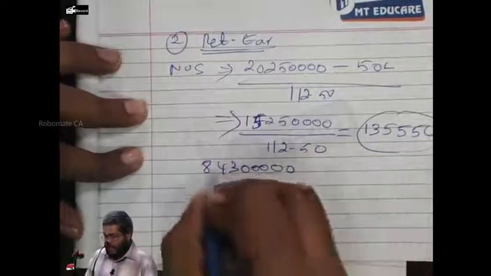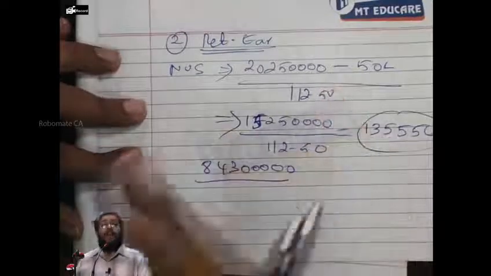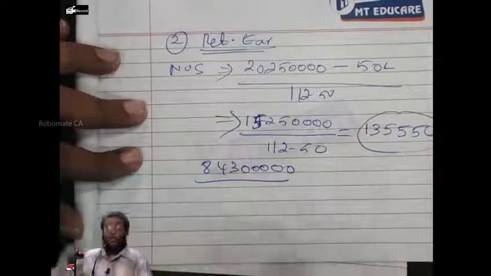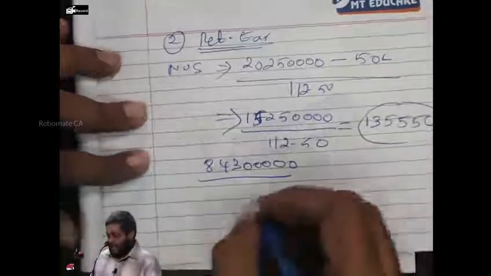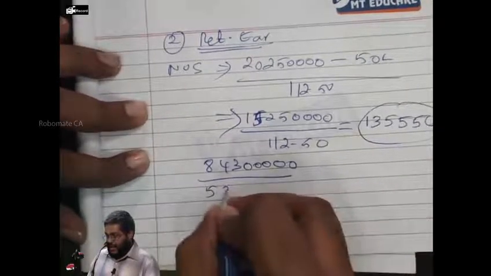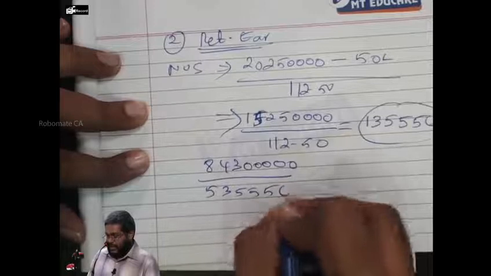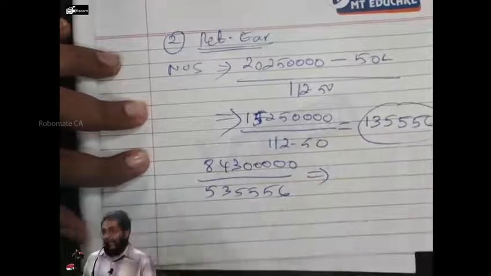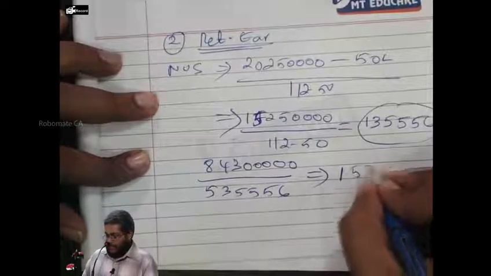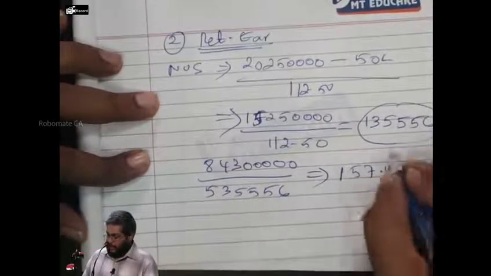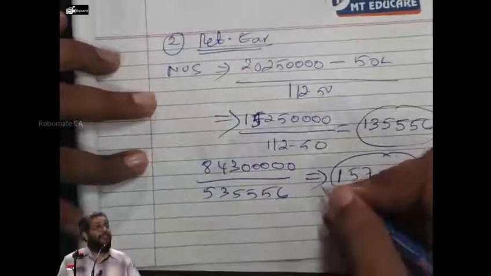But to our surprise, we are not going to share the value by more number of shares. We are going to share the value by a lesser number of shares. I share by how many shares here? 5,35,556. Tell me, what is the value per share? 147.40.